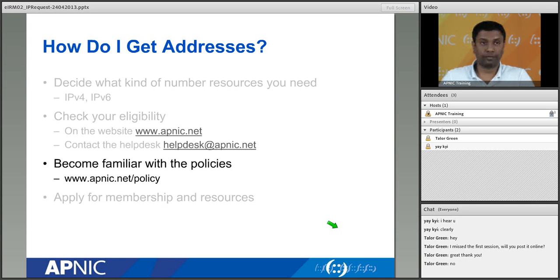Okay. Then you also need to be very familiar with the policies. When you are familiar with the policies, then you'll know more detail about how you can make use of all those addresses, public resources. To know more about policies, we have a very short and sweet URL: www.apnic.net/policies.